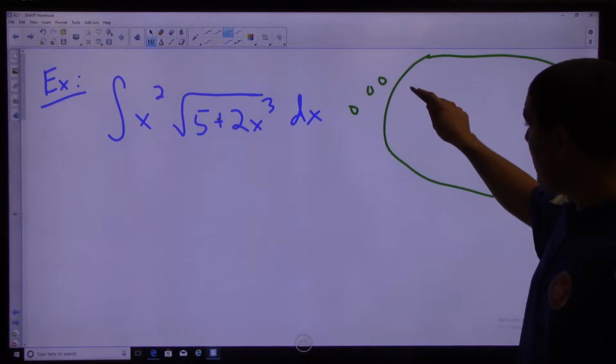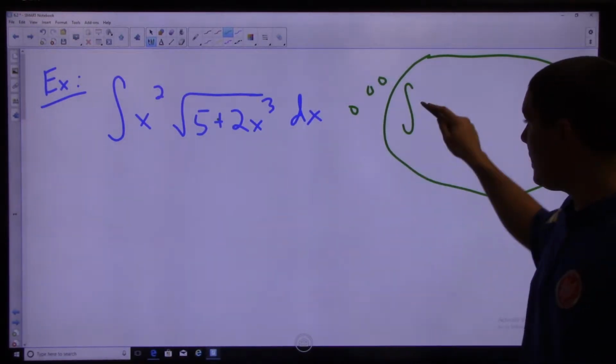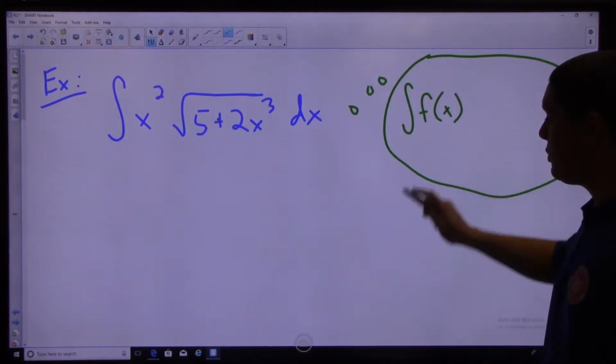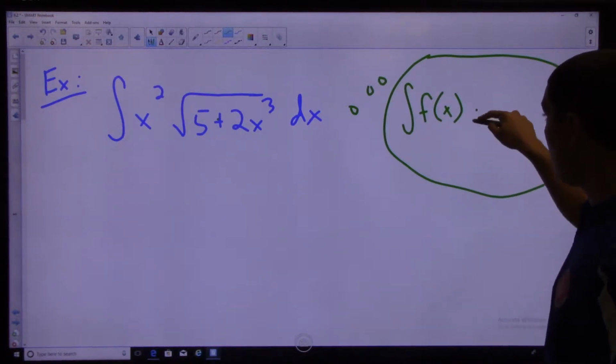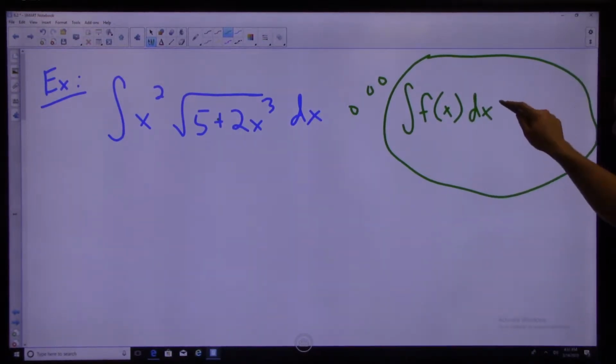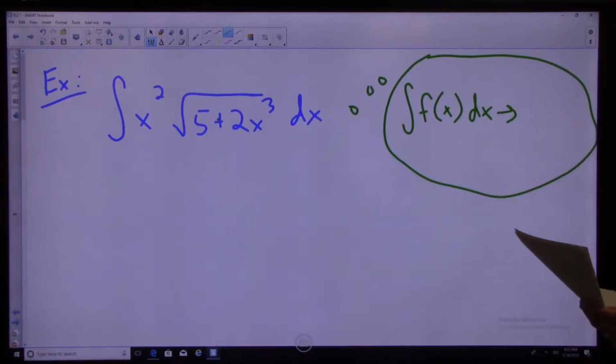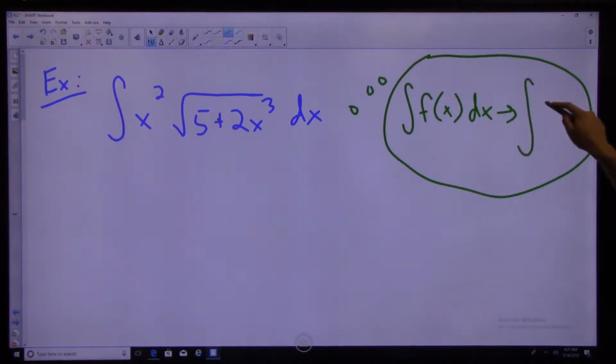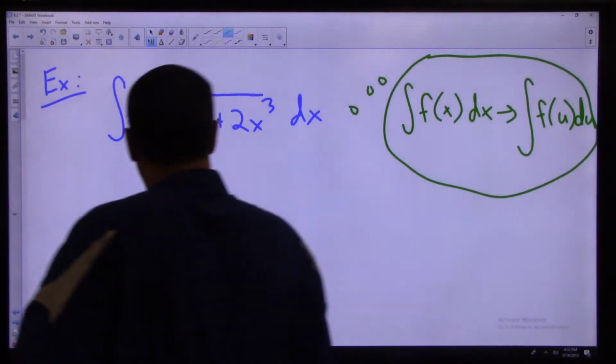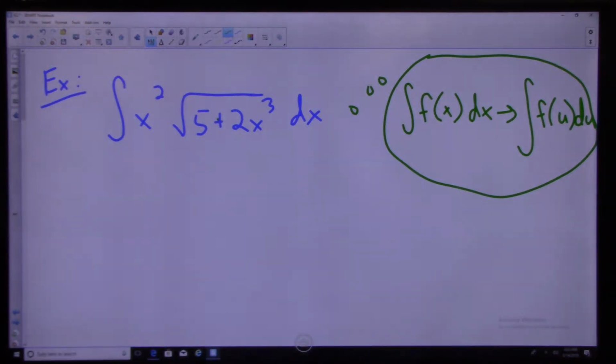So you need to change. Right now we have a function f of x. It's a function with respect to x, and we're integrating with respect to x. I want to change that and get it to look like the integral of f of u du. Now remember, f of u du. So that right there is what we're trying to do here.